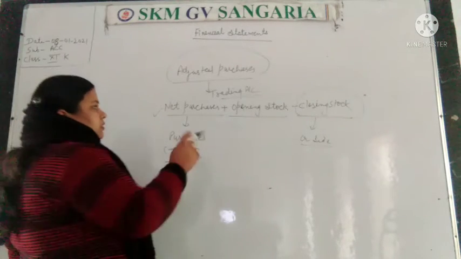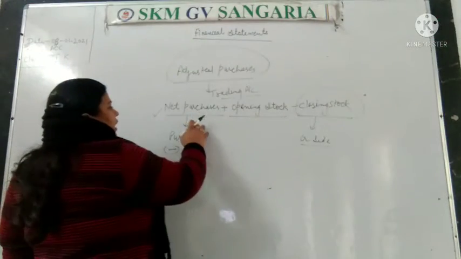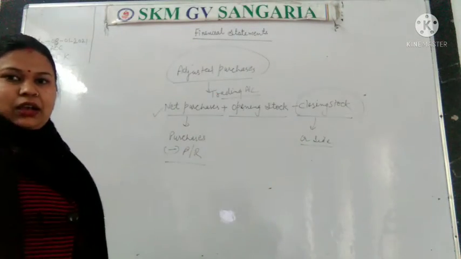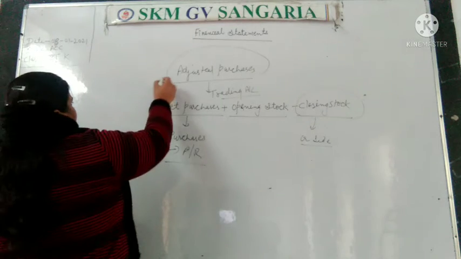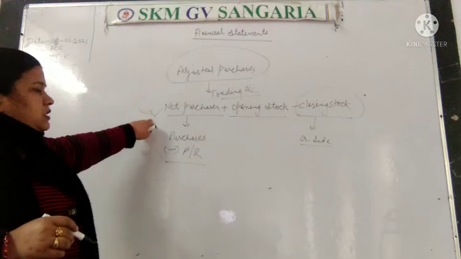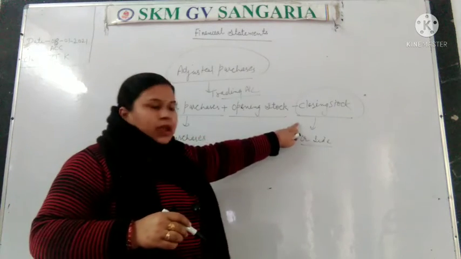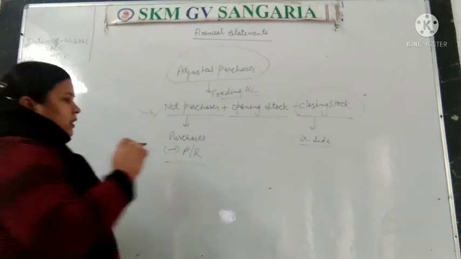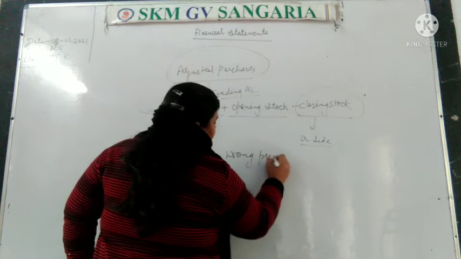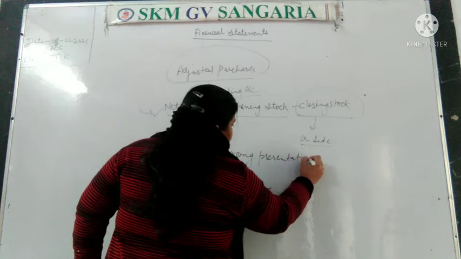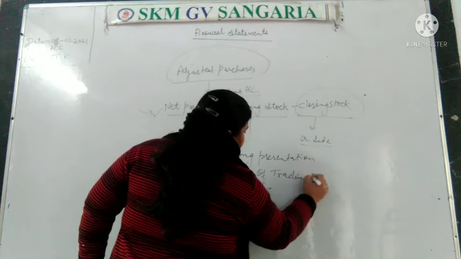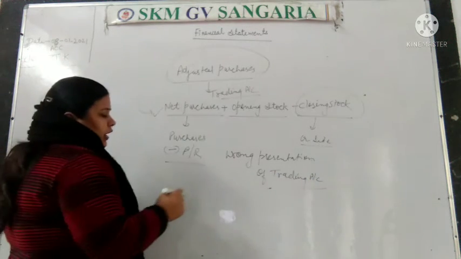Okay, sometimes if we say that we will write the purchases, opening stock and closing stock and it will not affect the trading account, then it is wrong, because adjusted purchases plus net purchases plus opening stock minus closing stock will give the wrong presentation of the trading account.